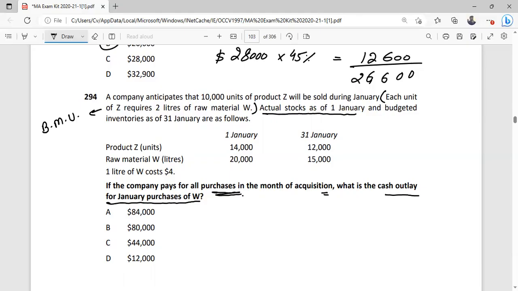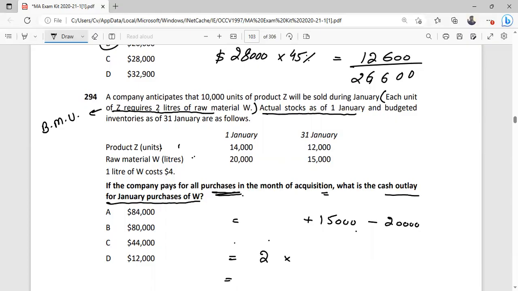We are talking about the raw material. To calculate purchases, we need what? We need budgeted material usage, which is not provided in the question, plus closing stock of raw material, which is 15,000, minus opening stock of raw material, which is 20,000. Now to calculate budgeted material usage, we need budgeted usage per unit into budgeted production units.